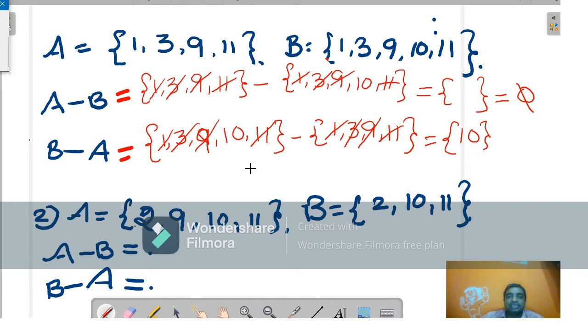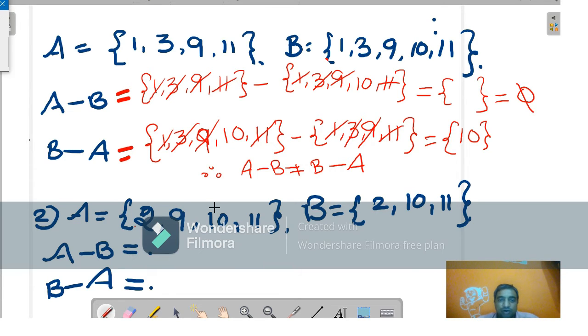So here also we can say, therefore, A minus B is equal to the null set, and B minus A is equal to {10}. So differently we got. Hence we can say A minus B is not equal to B minus A. Right.